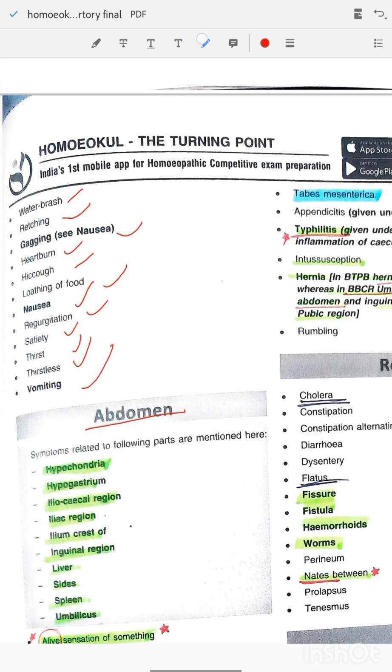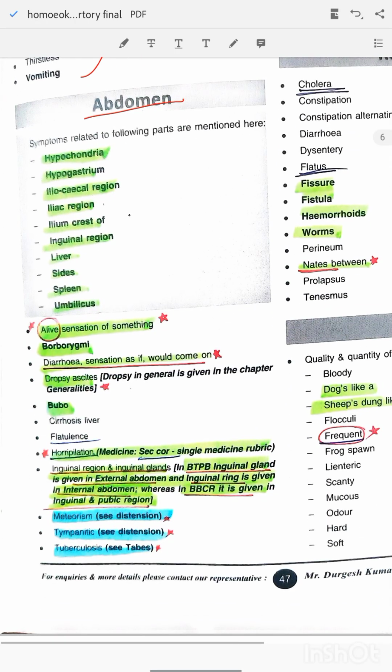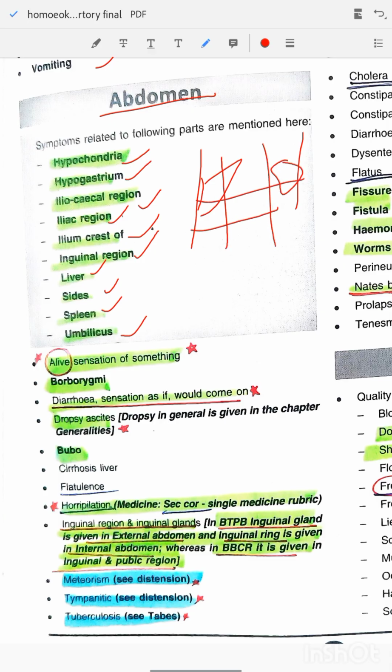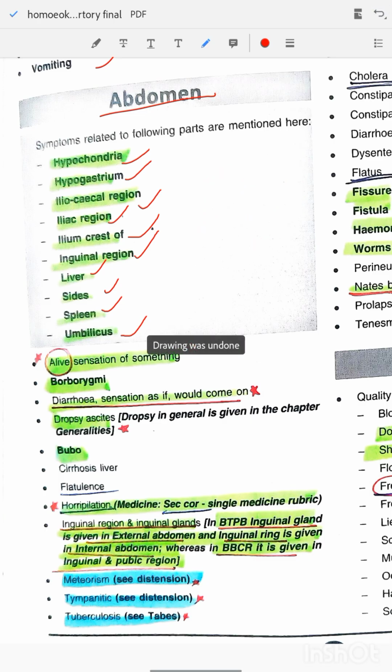Abdomen, you will have symptoms related to hypochondria, hypogastrium, ileocecal region, iliac region, ileum, inguinal region, liver, side, spleen, umbilicus. All the things which are in your abdomen, liver, spleen, then your 9 quadrants, everything whichever comes here will become over here. Sensation of something alive, borborygmi, diarrhea, sensation as if, ascites, bubo, cirrhosis of liver, flatulency, hernia, palpitations, inguinal region and inguinal gland.